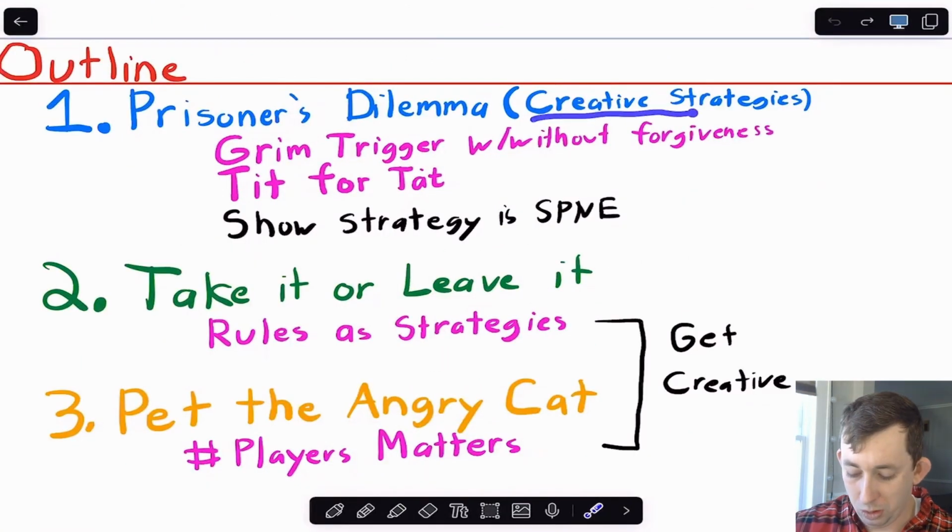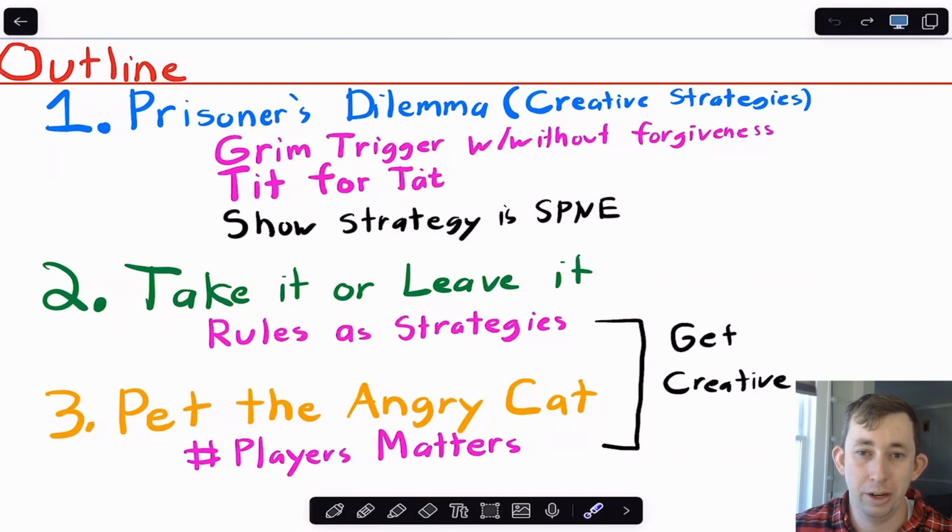We're going to start with tip 1, which is about creative strategies, and we're going to apply that to the Prisoner's Dilemma game. Then we're going to play this game called Take It or Leave It, where my second tip is going to be to use rules as strategies to really get creative and really use the definition of what a strategy is to help you out. And then we're going to play Pet the Angry Cat to also show you how you can get creative and that the number of players might matter when you're solving a given game. So again, timestamps below if you would like to jump around.